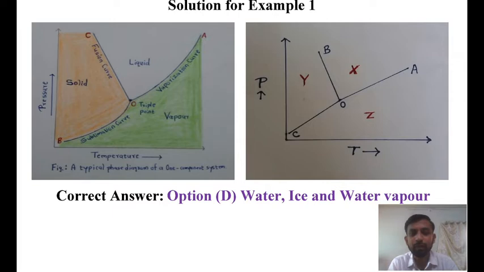If we compare the given phase diagram with the typical phase diagram of one component system, we can clearly say that the Y point is marked as a solid, the X as a liquid and the Z as a vapor. Therefore the correct answer is option D, that is water, ice and water vapor.